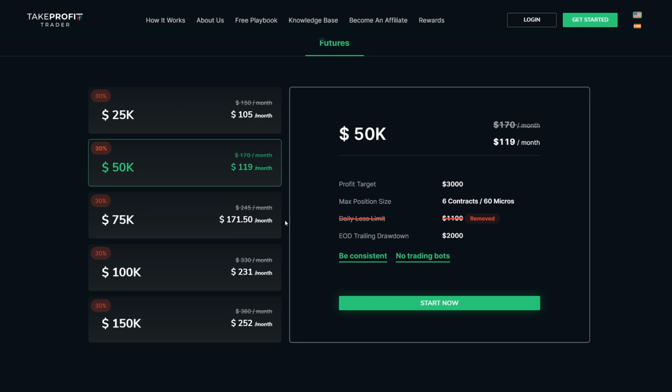However, the account that I like the best is going to be the 150K account. Why is that? Because if you look at the end of the day trailing drawdown, we have $4,500, which gives you a little bit of wiggle room where the market goes up and down and you go into a little bit of a losing streak. However, the profit objective, we have to make $9,000. However, we can also trade a max of 15 contracts or 150 micros. So why is this account so appealing?